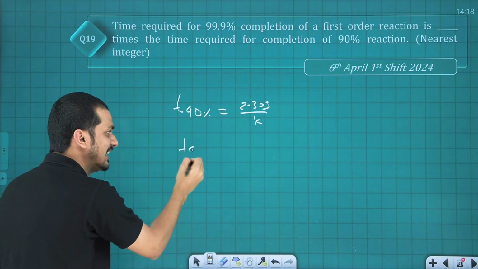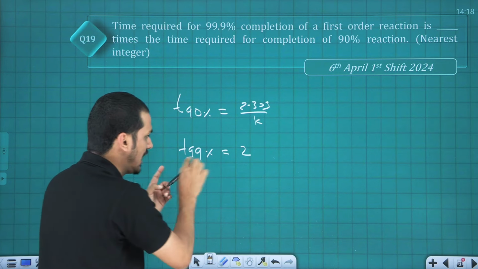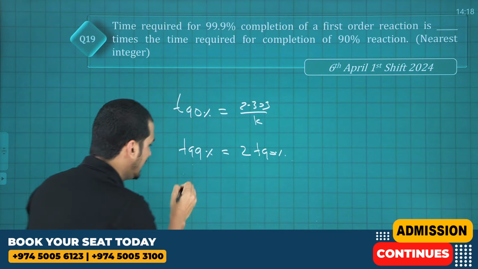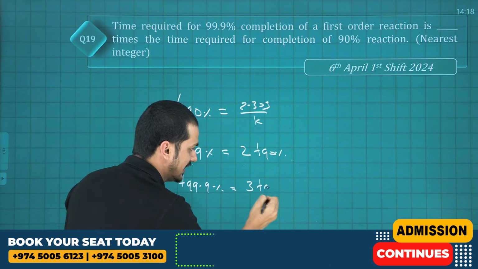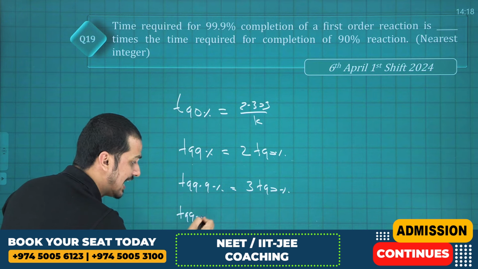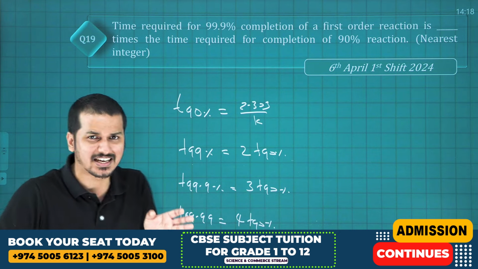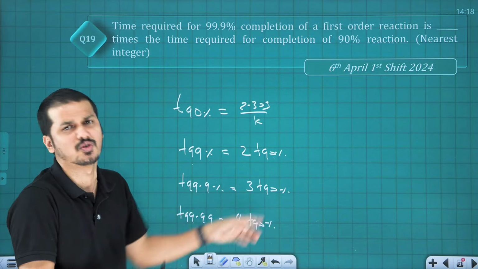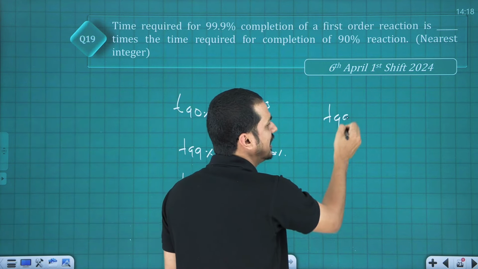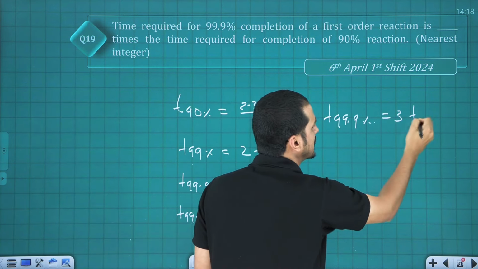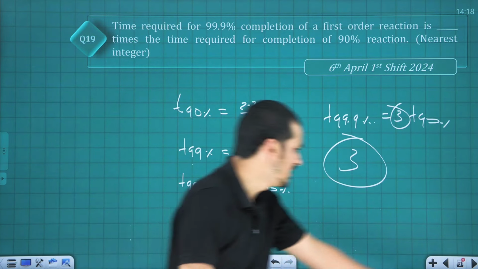Then T99% means what you have to do now? You have to just count the number of nines. 2 nines, so 2 times T90. And T99.9% means how many nines are there? 3. So 3 times T90. T99.99 means 4 times T90. Many videos we already discussed these ideas, you can check the previous videos. Derivation, all ideas are there. So direct question. Here 3 nines are there, so T99.9% is equal to 3 times T90. Our answer is 3. Clear, dears? Okay. Next one.